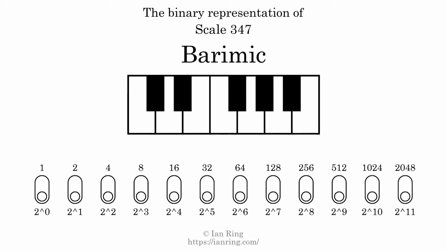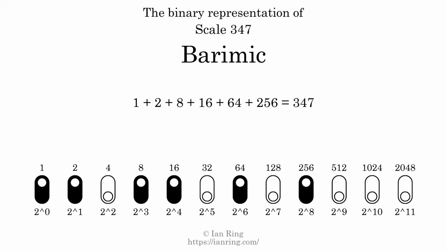The binary representation of this scale is determined by mapping tones of the scale to binary digits. Each binary digit represents a power of 2. To get the scale number, we add the powers of 2 together. The powers of 2 that are present in the scale, all added together, equals 347. That is why the scale number, in decimal, is 347.